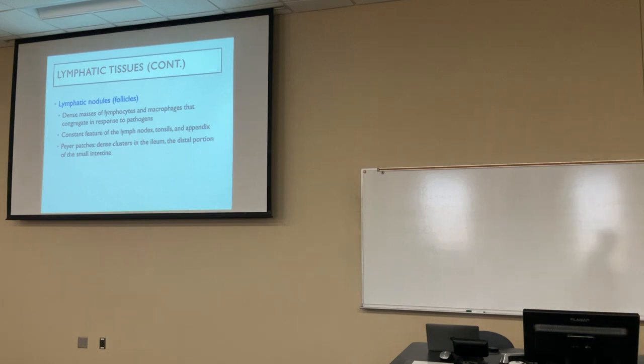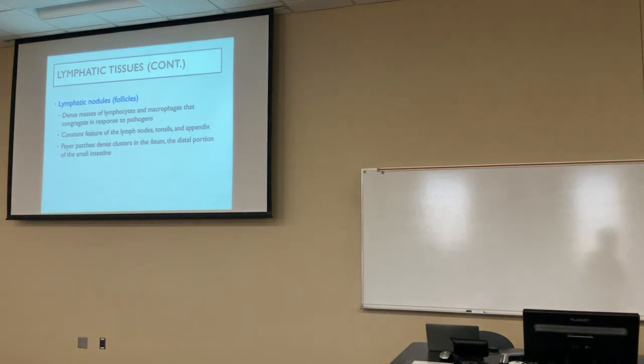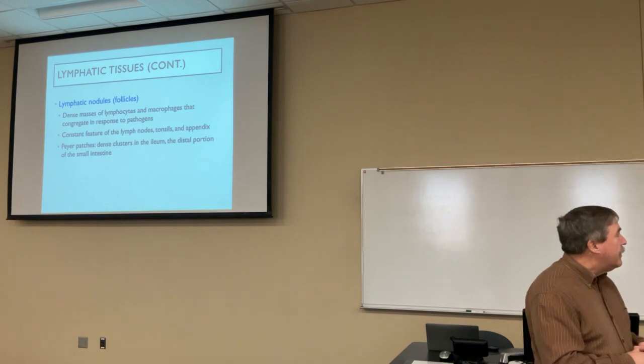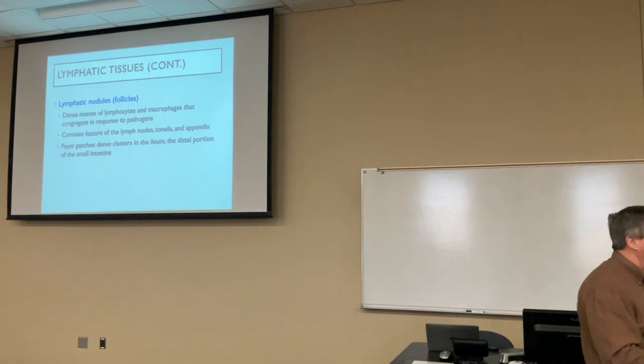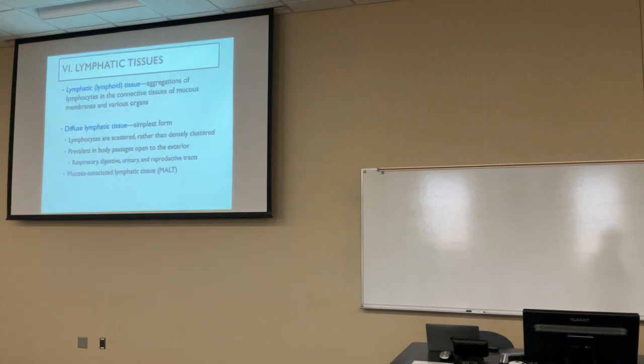In the walls of the last part of the small intestine, which is called the ileum, there are dense clusters of lymphocytes that are called Peyer's patches or mesenteric patches. Those are another type of lymphatic nodules or lymph follicles. So a lymph nodule is just a denser concentration of lymphocytes, whereas diffuse lymphatic tissue is more diffuse. There's just not as concentrated a cluster of lymphocytes.